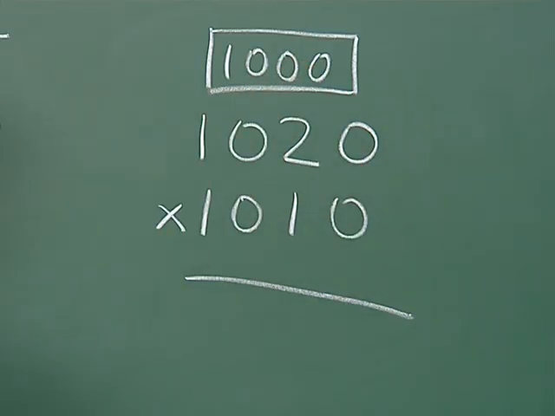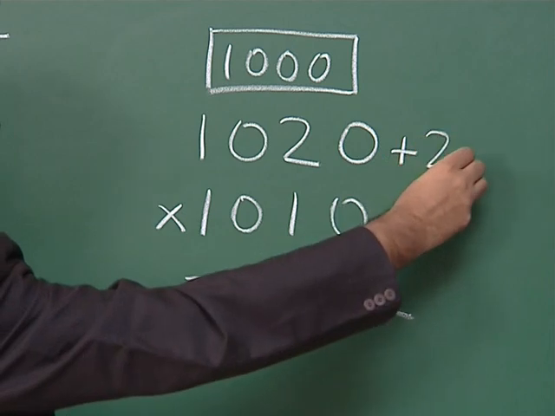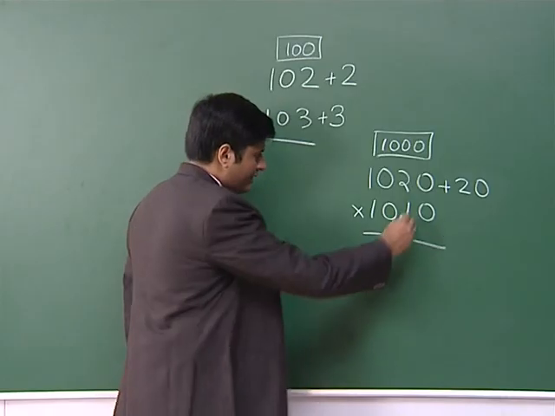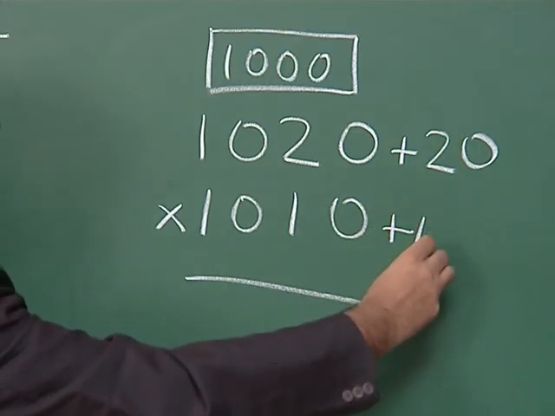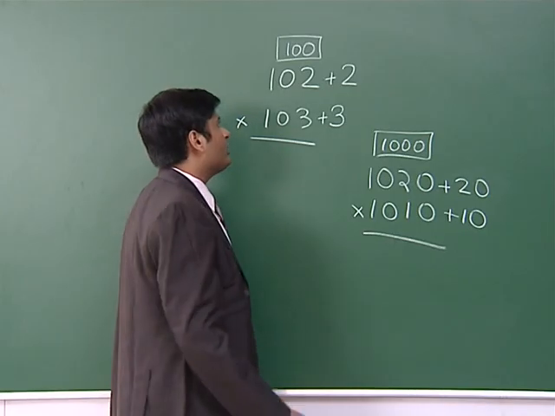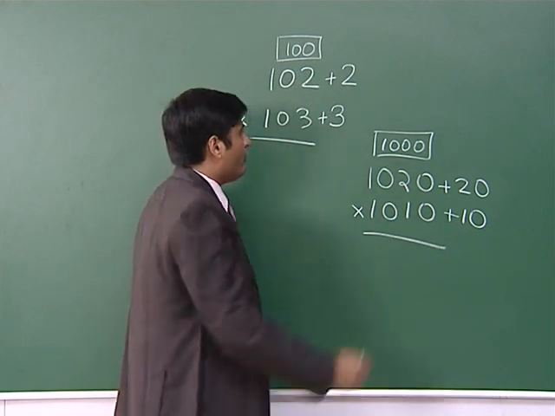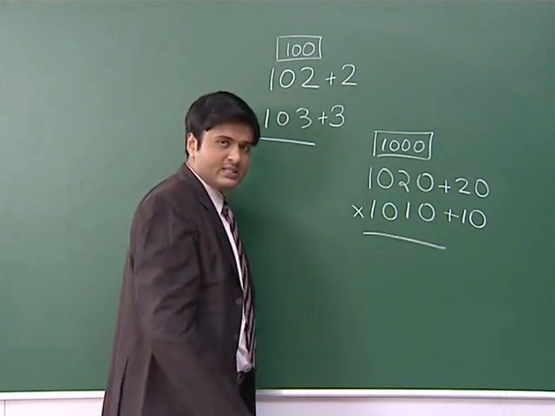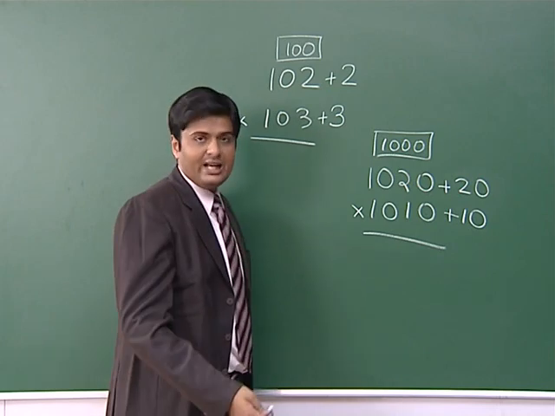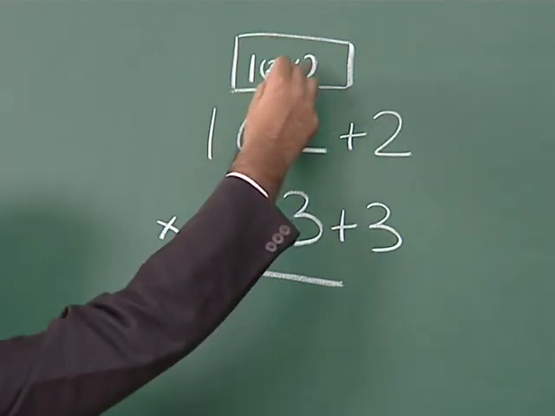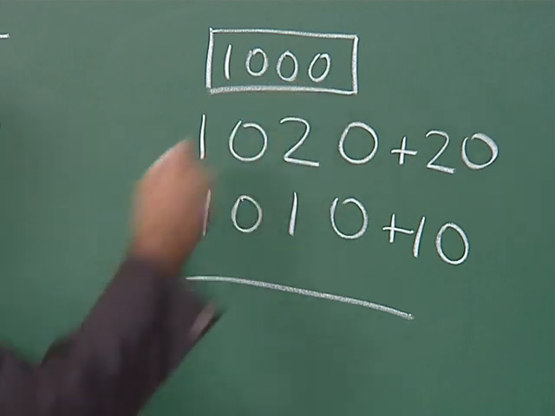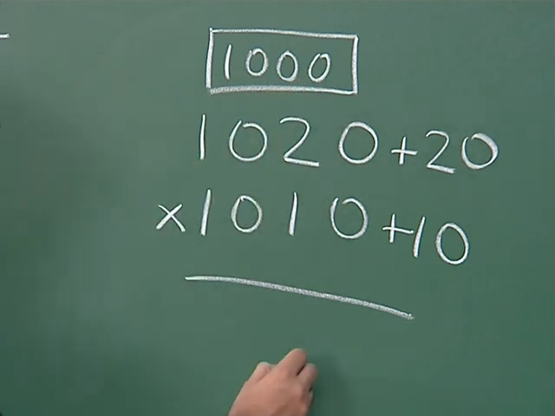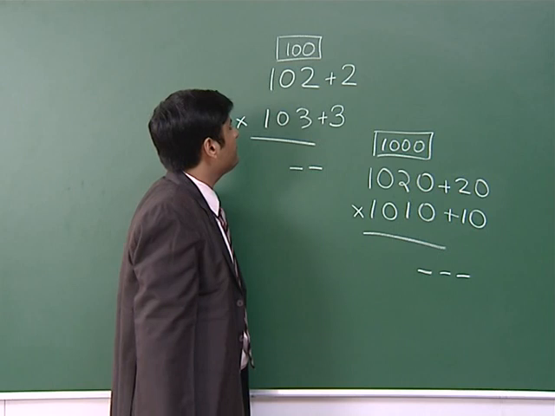1020 is 20 more than 1000. So difference in this case will be plus 20. And 1010 is 10 more than 1000. So difference in this case will be plus 10. So we have found the bases and we have found the differences. Next, we have to find the number of digits in the right part. Here we see 100 has 2 zeros, so right part will be a 2-digit answer. And here we see 3 zeros in 1000, so right part will be a 3-digit answer.